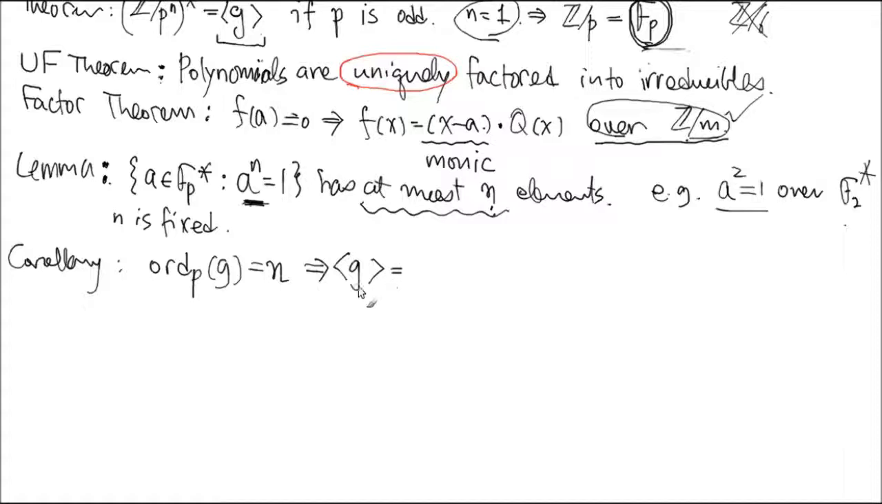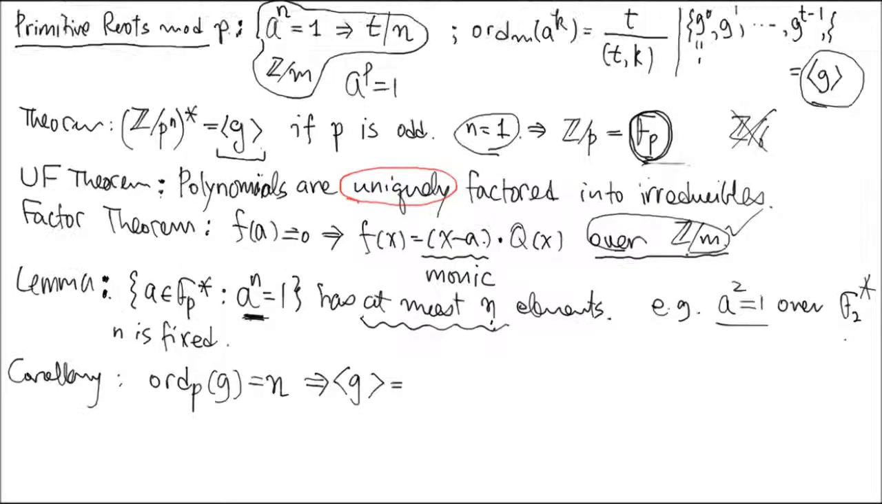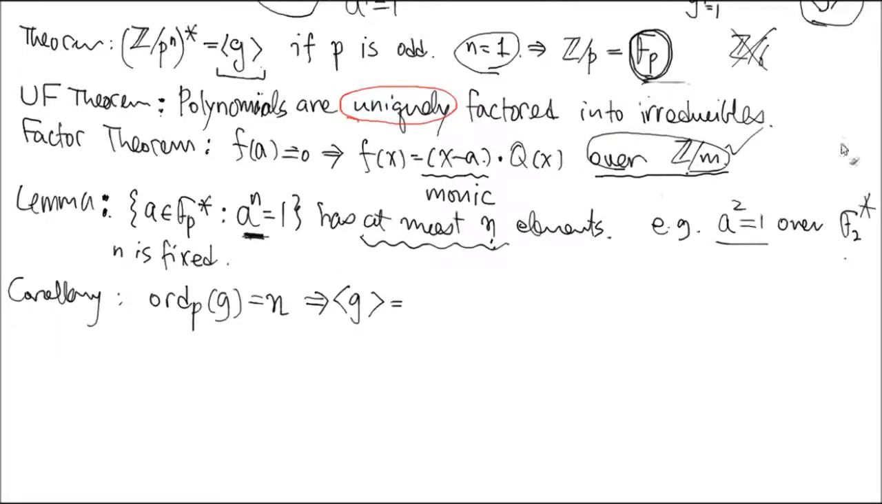All these elements in here are the powers of g, right? And g to the n here is 1. That's what you're saying here. So do you think that g is an element of this set here, a to the n equals 1? Is g just one element itself?